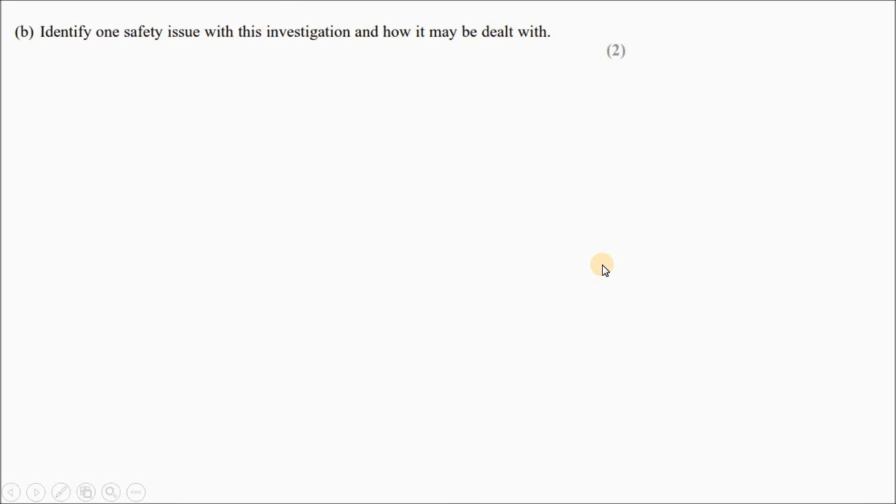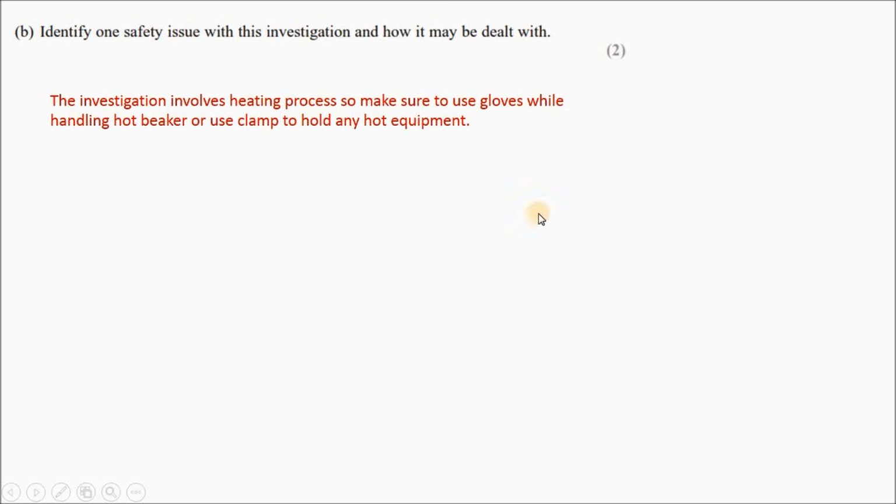Part B, identify one safety issue with this investigation and how it may be dealt with. Clearly, the investigation involves a heating process. That means you should be careful when you are handling hot objects. So you must wear gloves and of course safety goggles because hot water is involved. Generally, because heating is involved, make sure that you wear gloves or you use tongs or a clamp to hold hot equipment.